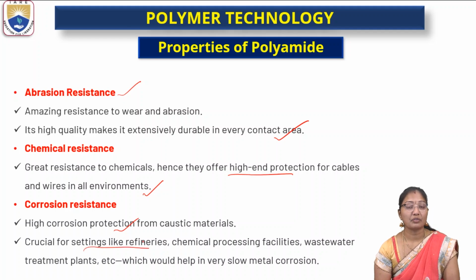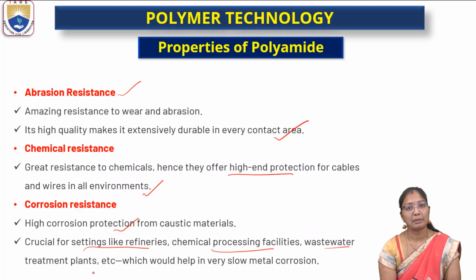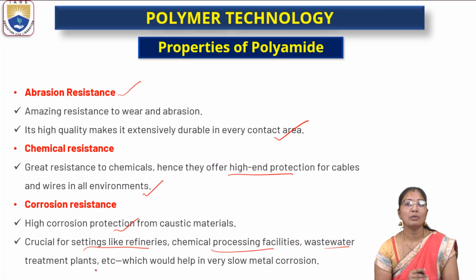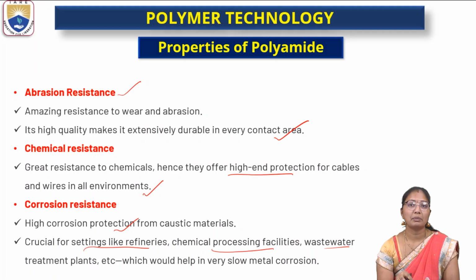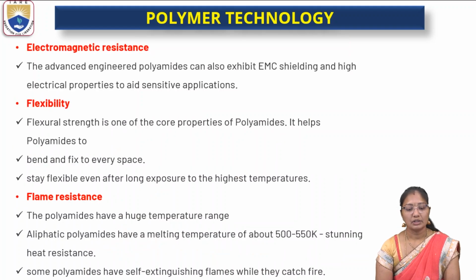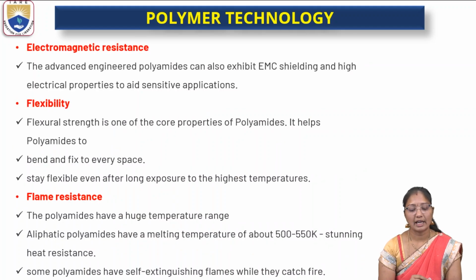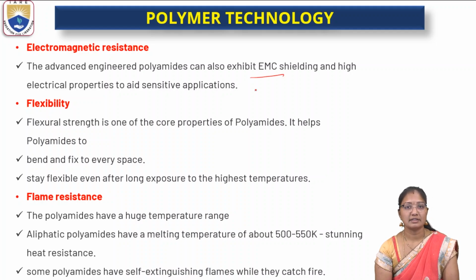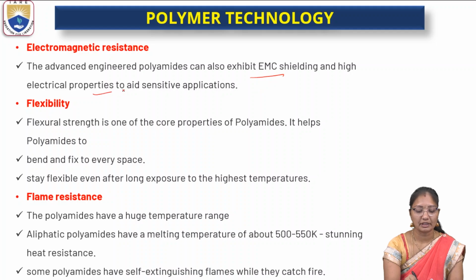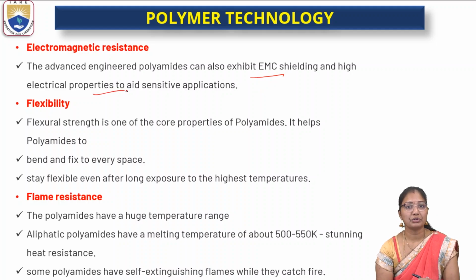Crucial for settings like refineries, chemical processing facilities, and wastewater treatment plants, which helps in very slow metal corrosion. So these are preferable in these industries because they avoid corrosion. Then electromagnetic resistance: the advanced engineered polymers have high electromagnetic resistance, shielding, and high electrical properties to aid some sensitive applications.